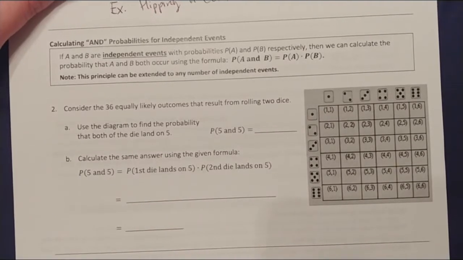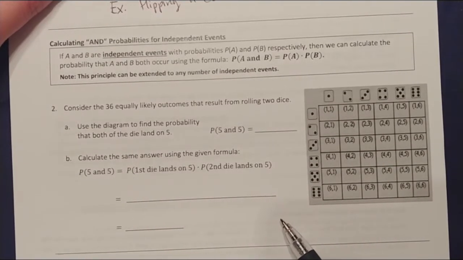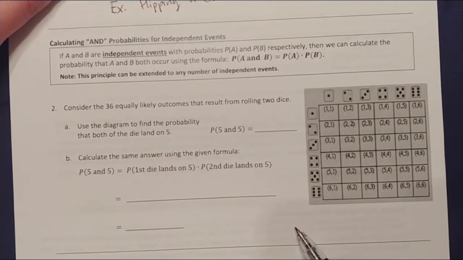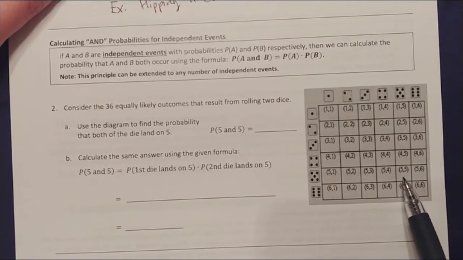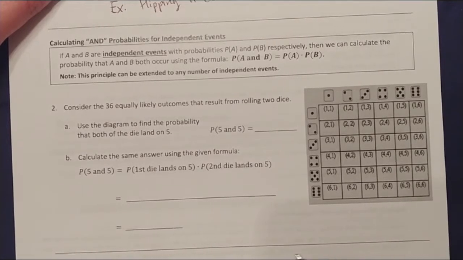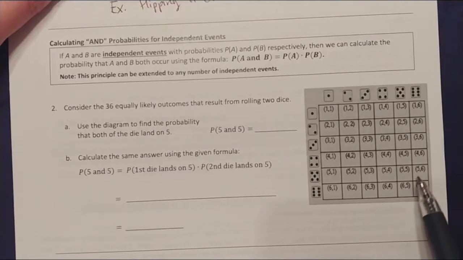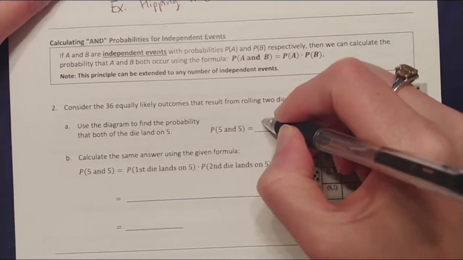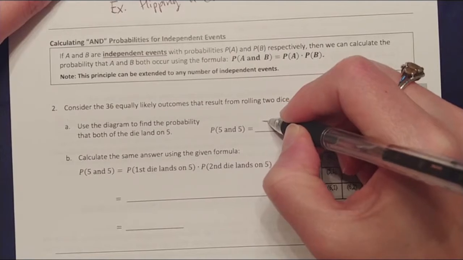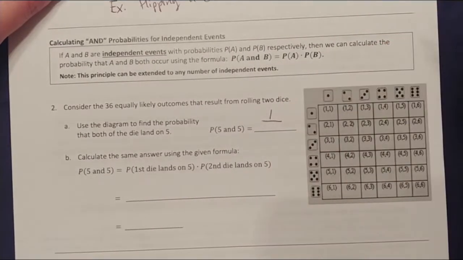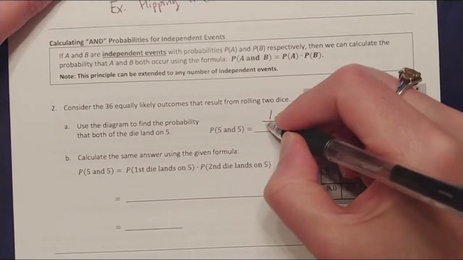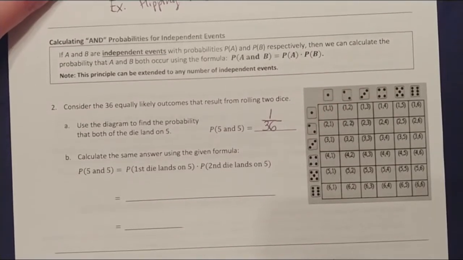on 5. So if you look here, how many ways can both of the dice land on 5? Only one way, 5 and 5. We cannot switch them because it's the same number. So there's only one outcome, and on top goes the question, so there's only one outcome, and on the bottom goes how many total outcomes, which is 36. This is one way of finding the probability.